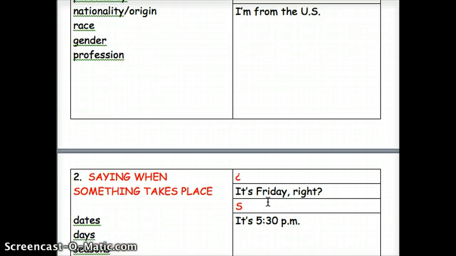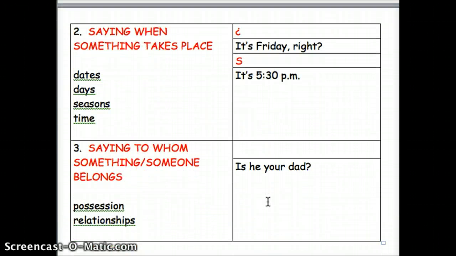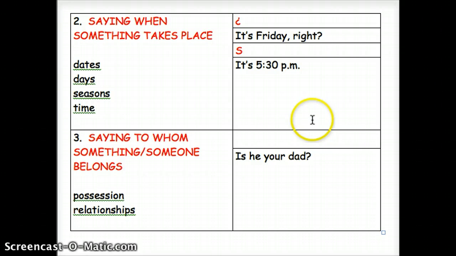Another reason to use a form of ser to say is or are or am is when you're talking about something that takes place. So whether it be saying what the day is or the date, what season it is, even the year, the actual time, all of these things fall under that category. So if you'd say, it's Friday, right? Es viernes. No?